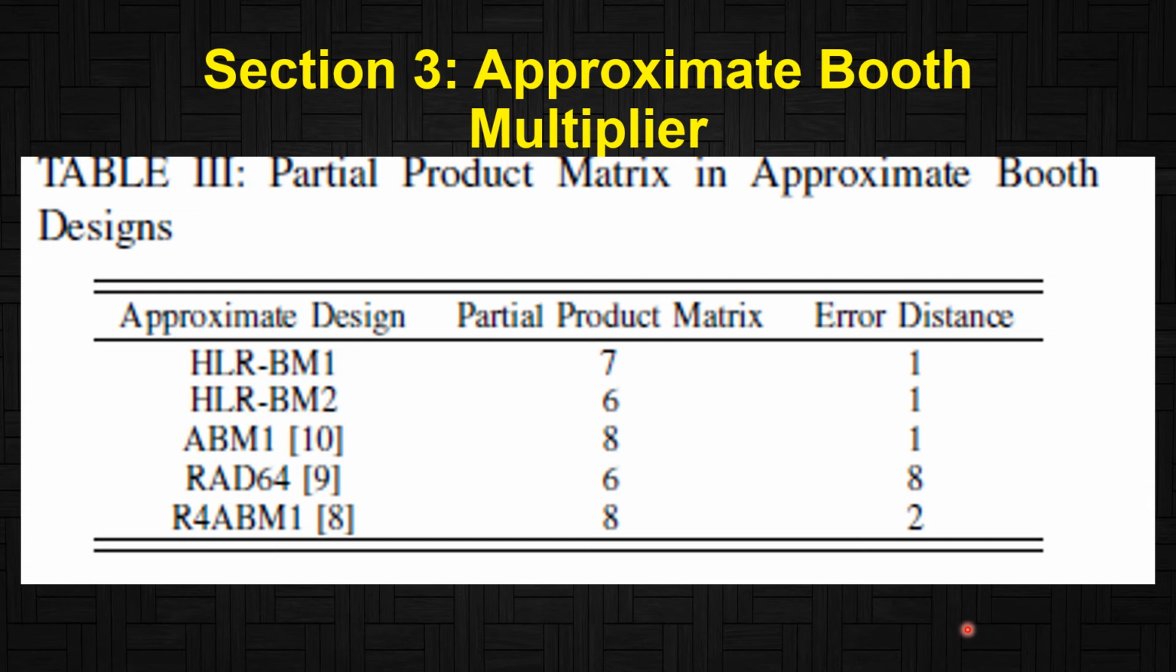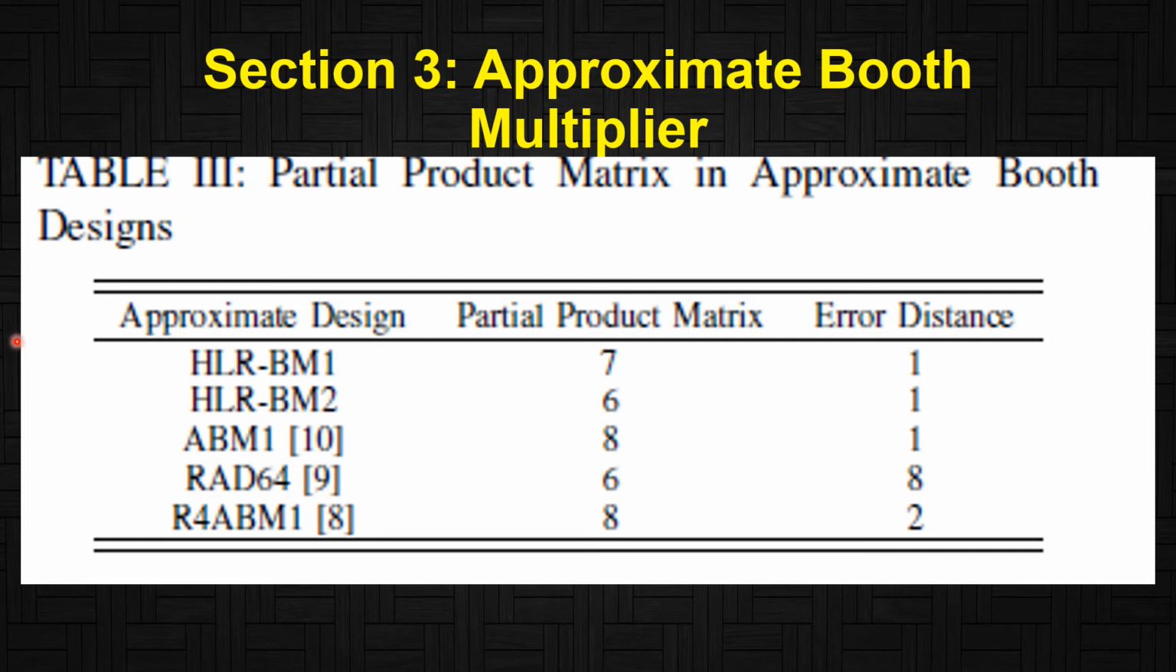HLR-BM1 has fewer partial products as compared to R4ABM1, and DRAD and RAD64 have similar numbers of partial products, but HLR-BM2, as we already discussed, has the least ED, which is bounded to 1. Moreover, the use of R8ABE2 in HLR-BM2, the complement error, makes it a more favorable choice with respect to RAD64.